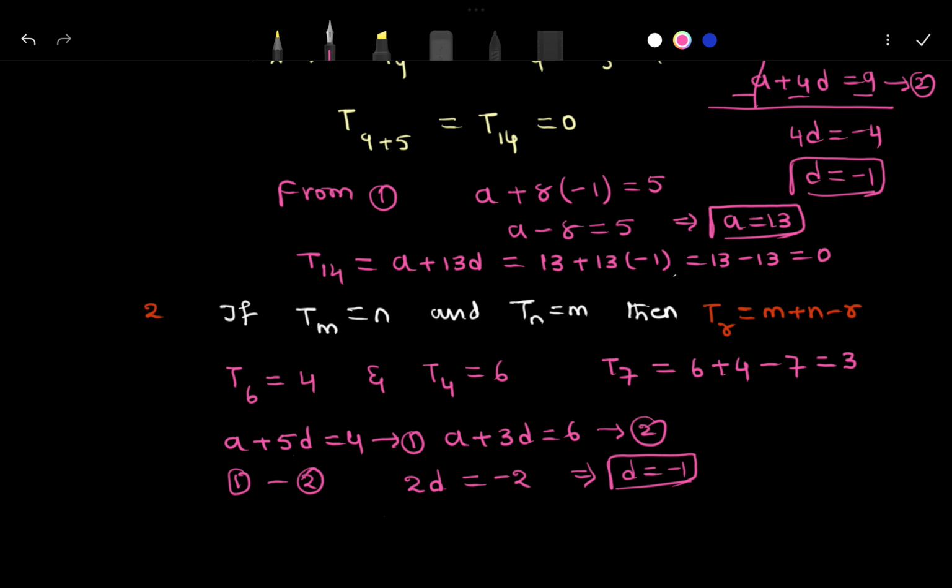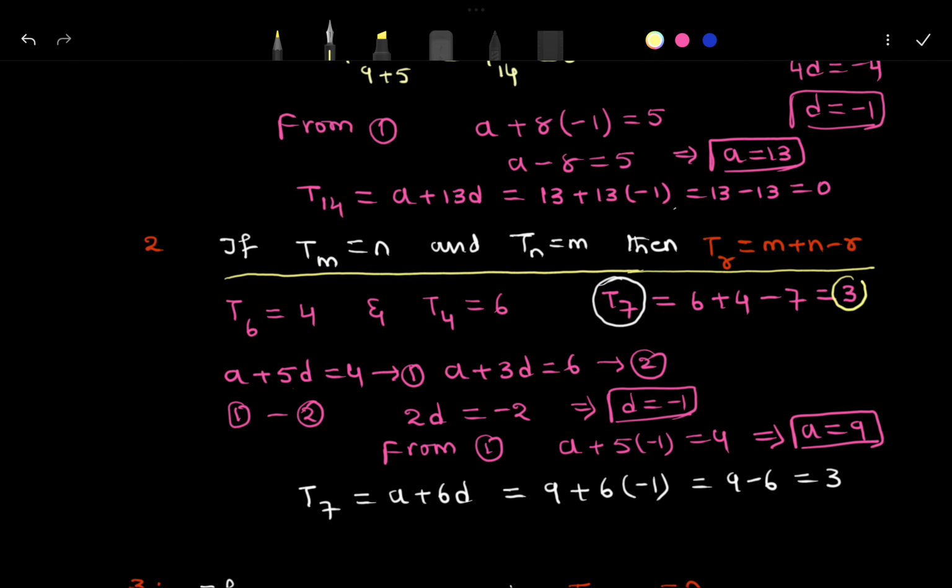So according to the above statement, you can remember: if the mth term is n and the nth term is m, then the rth term will be m plus n minus r. So by applying the shortcut formula, whatever answer I got, the general procedure also gives the same answer. So please try to remember this as one of the shortcuts in arithmetic progression. Next we'll see one more example.